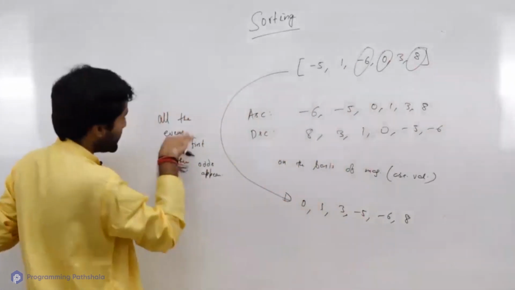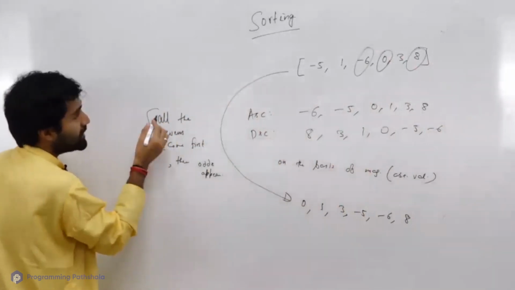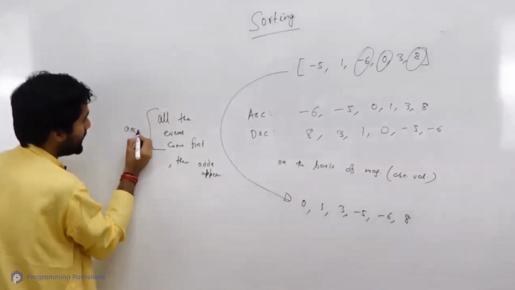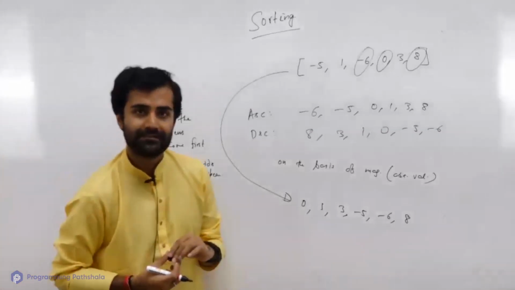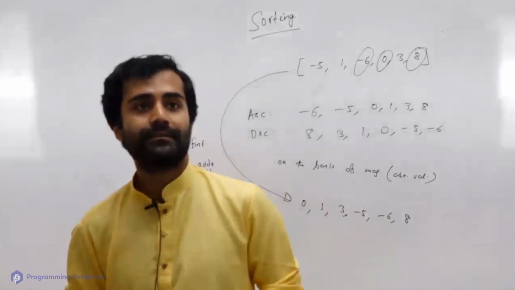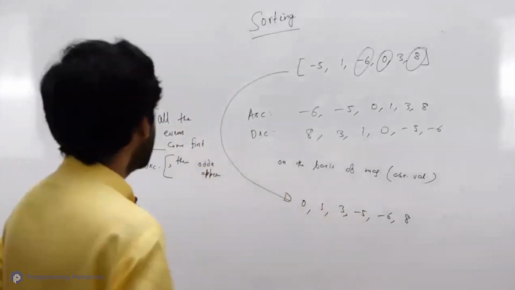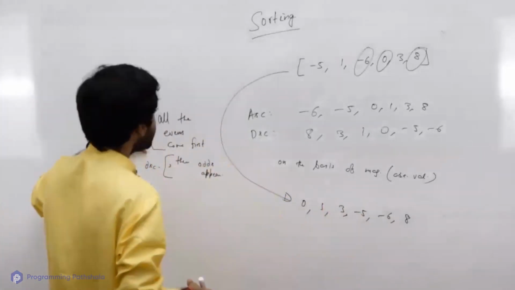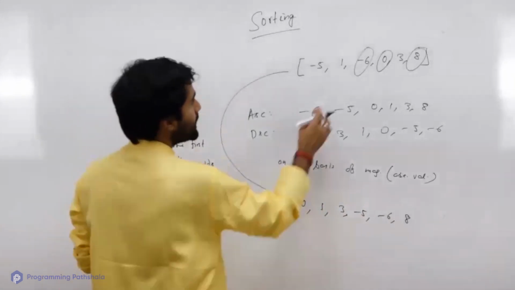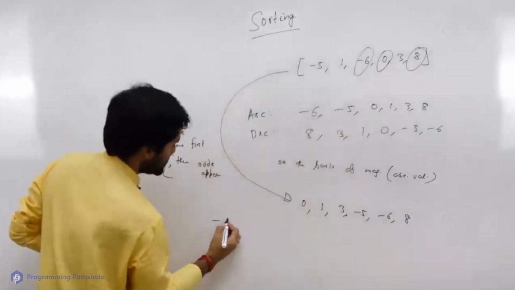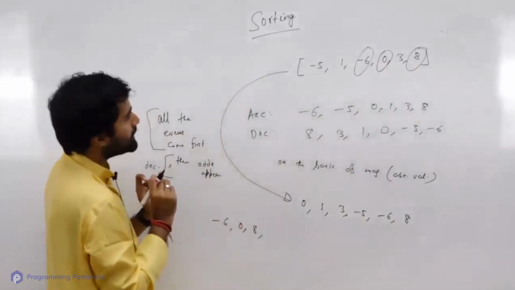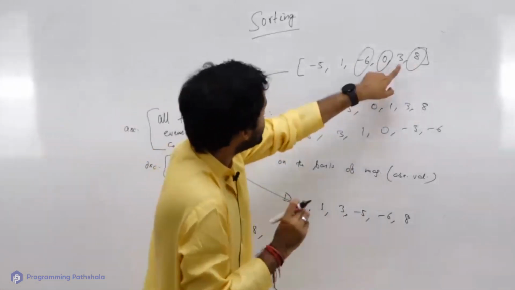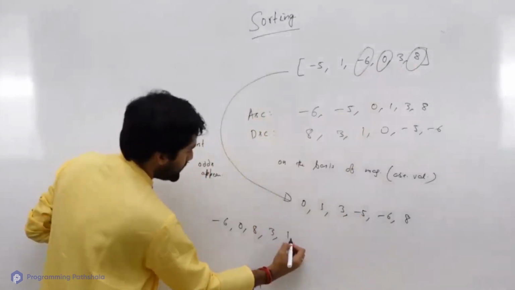So one would say that, okay, amongst evens, the elements should be sorted in ascending order, and amongst odds, the elements should be sorted in descending order. So now what will be the result? Just print it. If you want amongst evens everything sorted in ascending order, you will get minus 6, 0, 8. And amongst odds, if you want them sorted in descending order, the largest odd is 3, and then is 1, and then is minus 5.